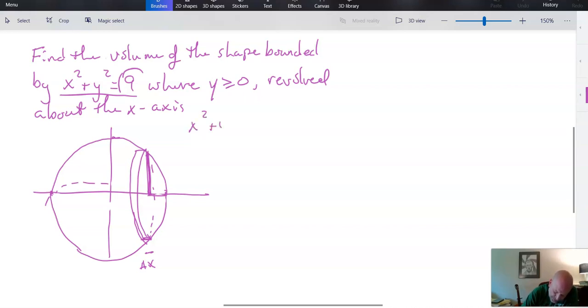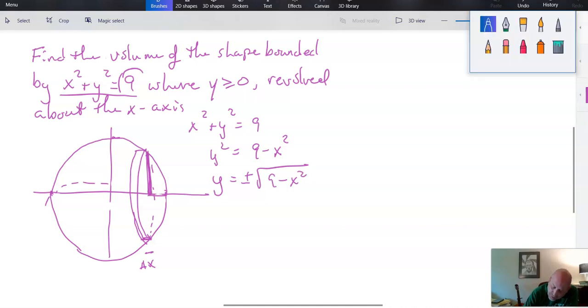So if x squared plus y squared equals 9, I need this y value here, so I'm going to go ahead and just solve this for y. If I subtract the x squared over and take the square root, y is equal to plus or minus the square root of 9 minus x squared, but because we've already been told y is positive, I don't have to worry about the negative. I can just look at it this way. So this is the height.